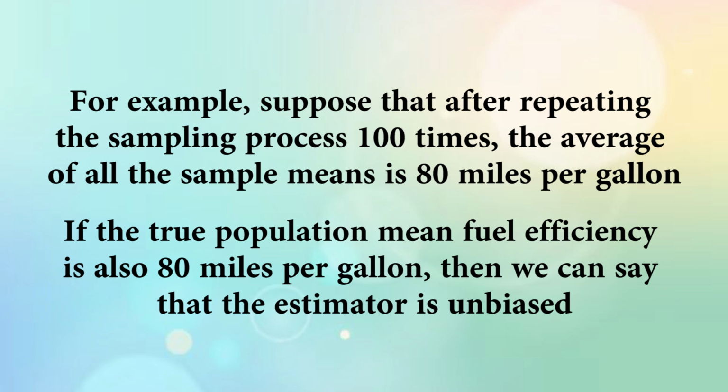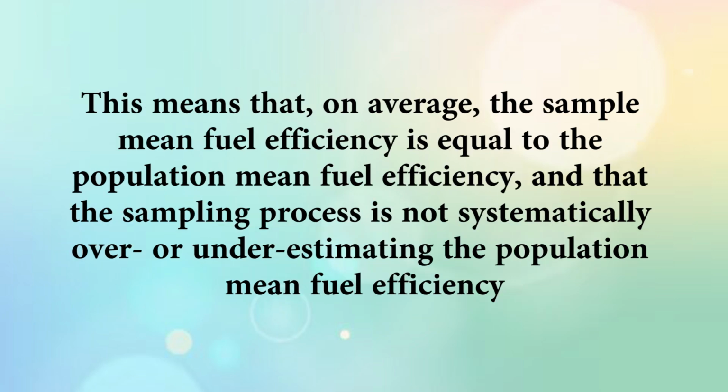If the true population mean fuel efficiency is also 80 miles per gallon, then we can say that the estimator is unbiased. This means that on average, the sample mean fuel efficiency is equal to the population mean fuel efficiency, and that the sampling process is not systematically over or underestimating the population mean fuel efficiency.